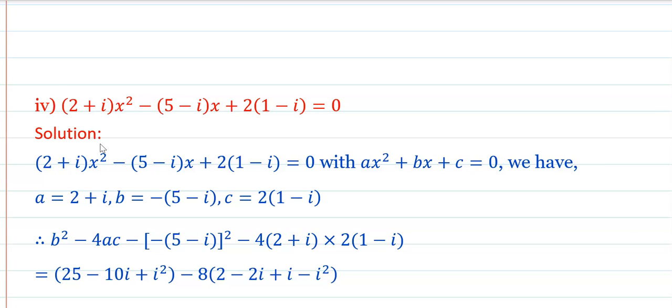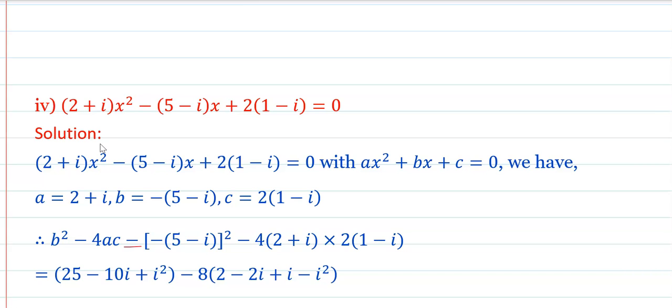Again, comparing this expression with ax² + bx + c = 0, the value of a is 2 + i, b is −(5 − i), and c is 2(1 − i). Now b² − 4ac: the value of b is −[−(5 − i)], squared, minus 4ac, that is 4(2 + i) into 2(1 − i).